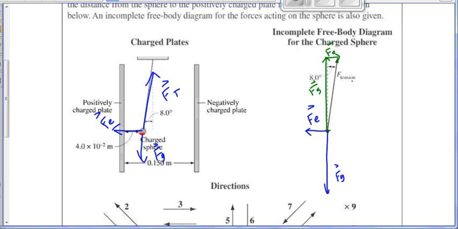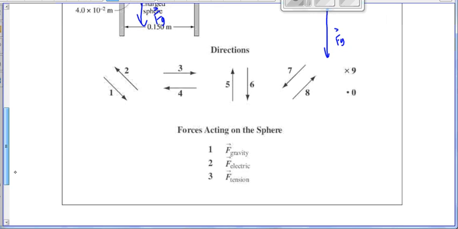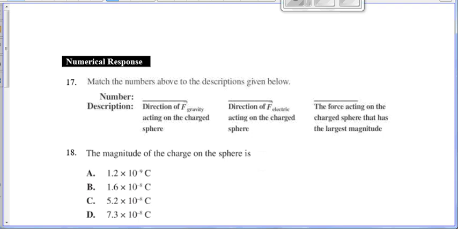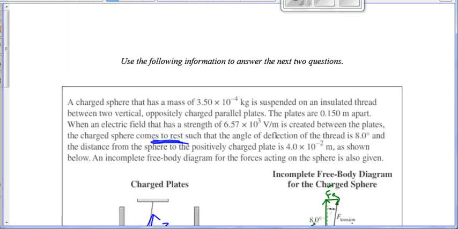All right, so what they're asking me here. These diagrams showing direction again. What are they asking me in this question? What's the direction of the force of gravity acting on the sphere? All right, that's going to be downwards, right? So gravity is going to be this one.